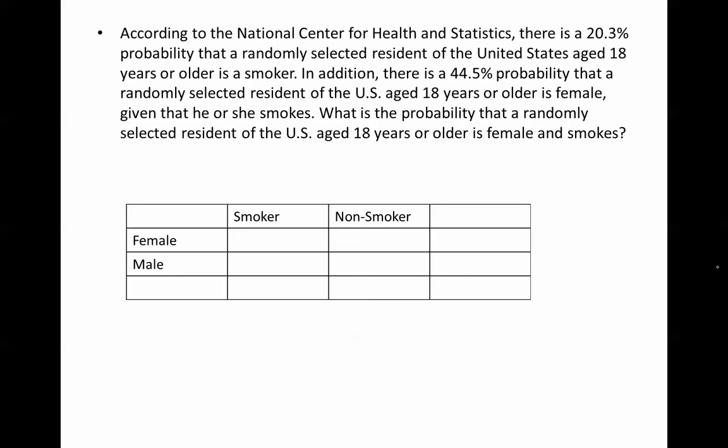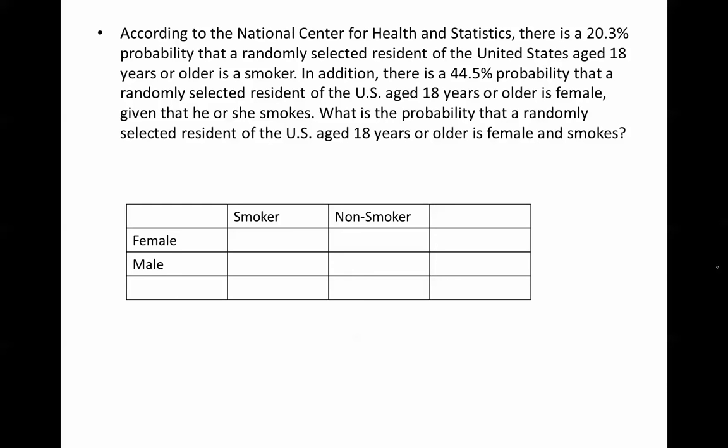Let's take a look at another example to use a table to solve a probability problem with conditional probabilities and dependent events. So our problem says that according to the National Center for Health Statistics, there's a 20.3% probability that a randomly selected resident of the United States, age 18 years or older, is a smoker. In addition, there's a 44.5% probability that a randomly selected resident of the U.S. aged 18 or older is female, given that he or she smokes.